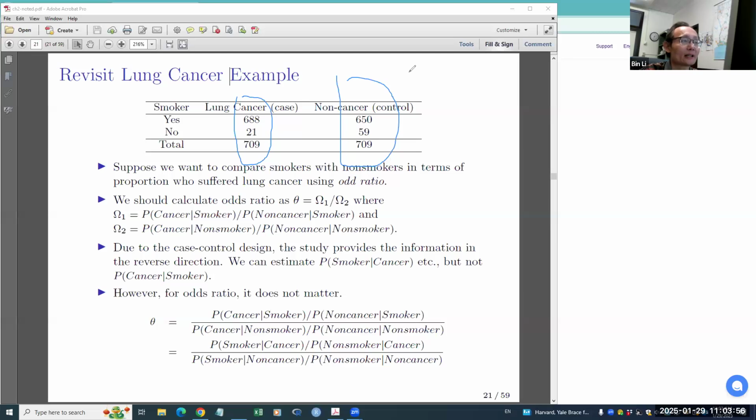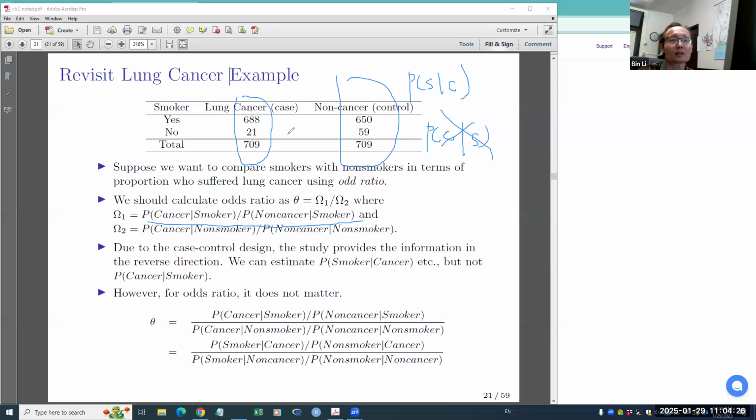We can only estimate the probability of what? Smoker over cancer. But we cannot estimate the probability of having lung cancer among the smokers. This one we cannot estimate, right? So we cannot directly find out these numbers from the table.